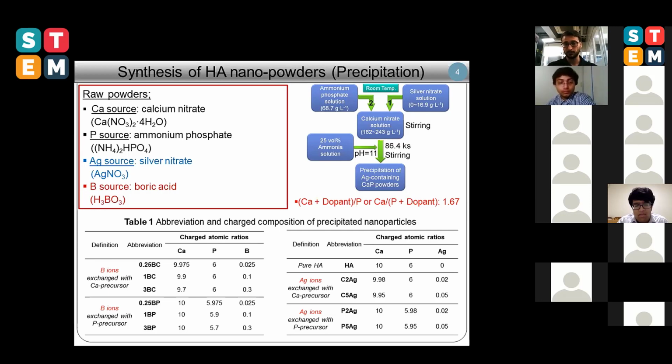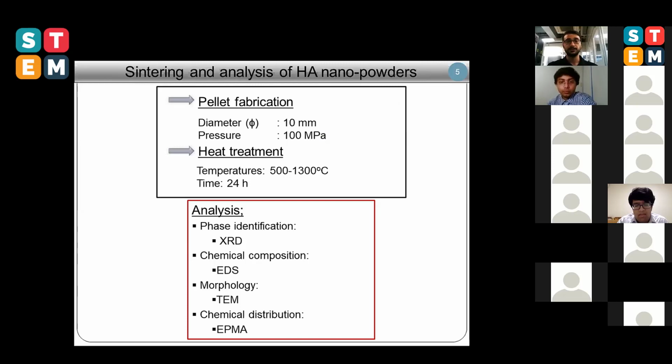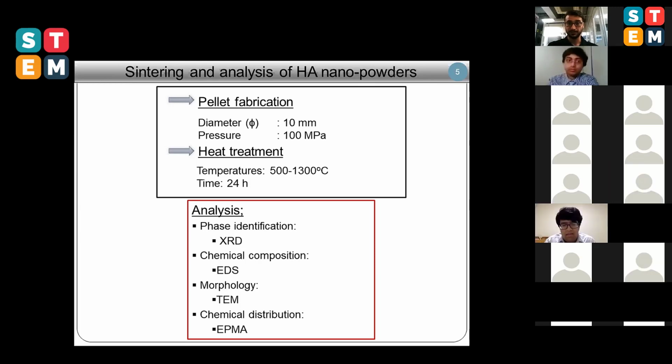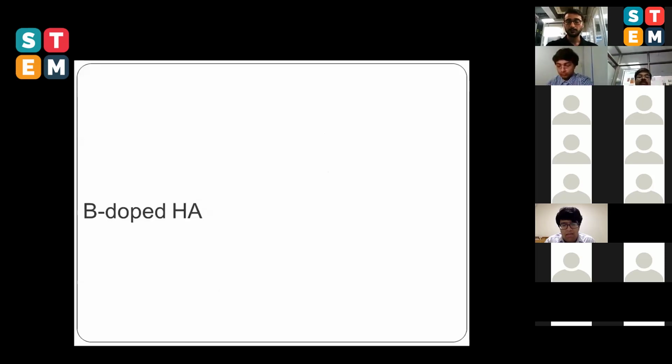In the same way, we also did a similar synthesis process with silver ions, as you can see in the tables. Following this synthesis, we fabricate green pellets with a given diameter and pressure, and then heat treat them in the range of 500 to 1300 degrees centigrade for a whole day. Then we analyze phase, chemical composition, morphology of the particles, and chemical distribution. I will start with the boron doped hydroxyapatite, and if time remains, I will mention the silver.